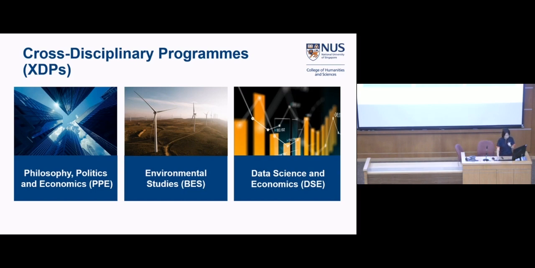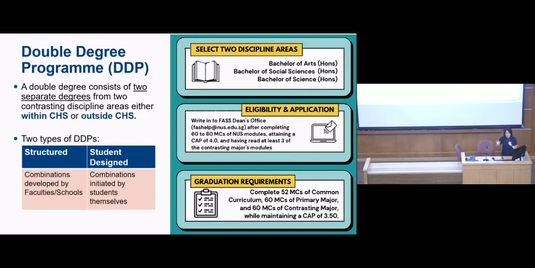Now, the last couple of slides, I will be focusing on the double degree program. So again, remember I said this is you do one primary major from one degree type, such as Bachelor of Arts, and then another primary major from another degree type, such as Bachelor of Social Science. Okay, so you can do this within and also outside CHS, and I'll give some examples.